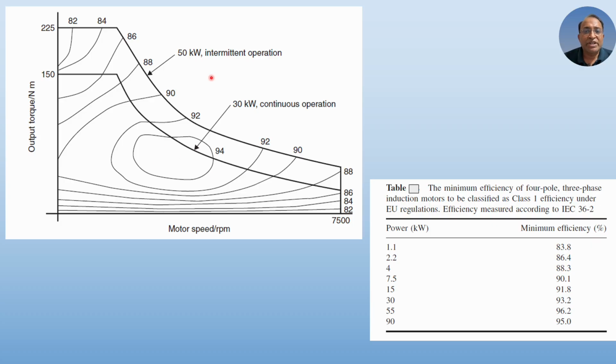The efficiency drops as we move away from this area, either towards a high torque low speed region, or towards a high speed low torque region. But at high speed, the drop in the efficiency is not as drastic as that of a high torque. The torque affects the efficiency much more as compared to the speed.